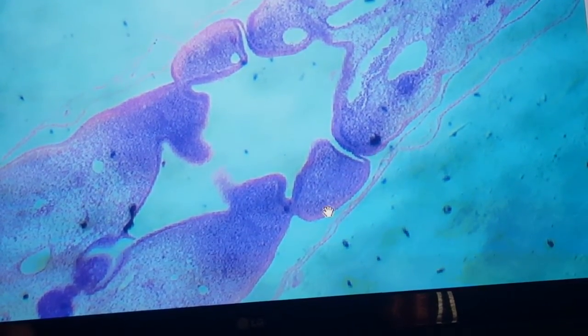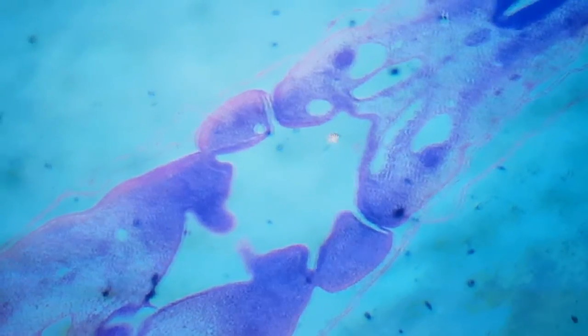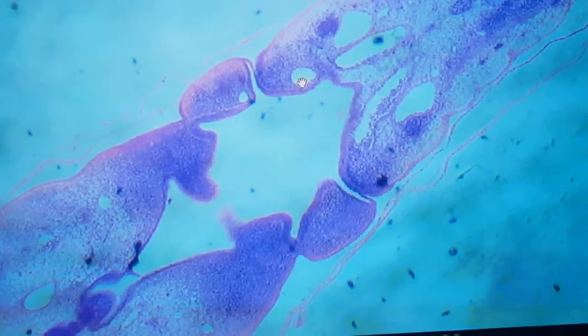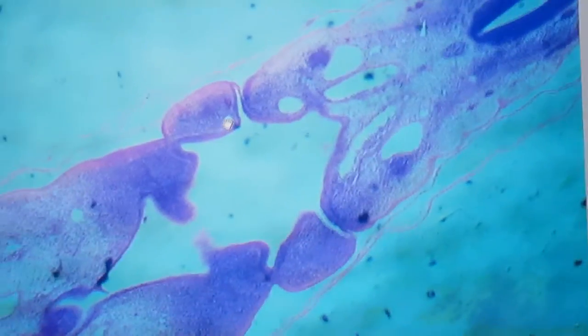This is a cleft, that is a cleft. Also here, this is a cleft, that is a cleft. You can see that the pharyngeal arches contain vessels. This is one of them, this is the other vessel. The vessels of each of the pharyngeal arches are called the aortic arches.